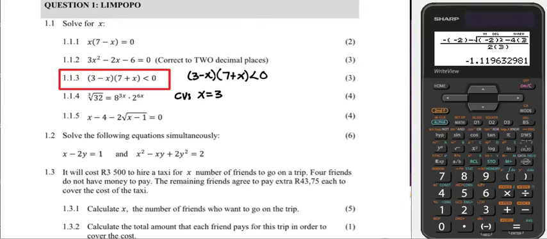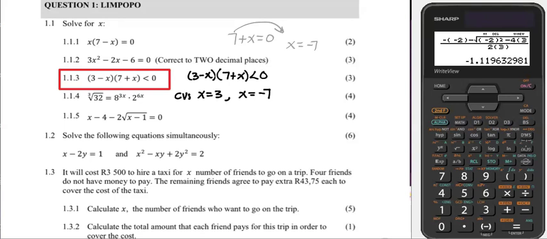And then you come back, you do the next one. How about this one? Well, that one is pretty easy. 7 plus x equals to 0. So I'm just going to move the 7 over. So you now have x equals to negative 7. And then you say, okay, another one is going to be x equals to negative 7. There we go.